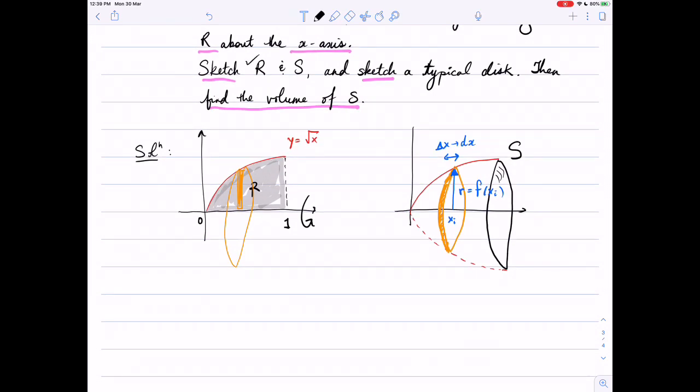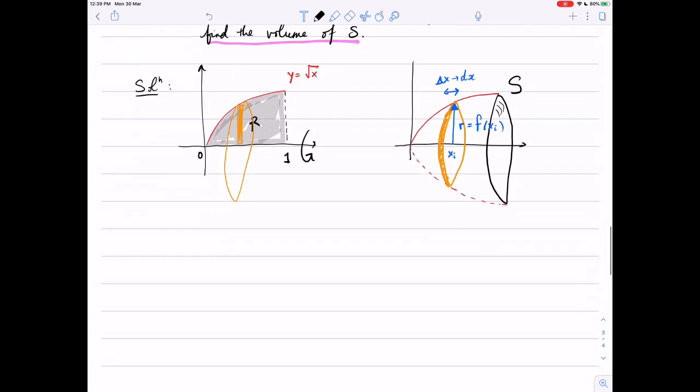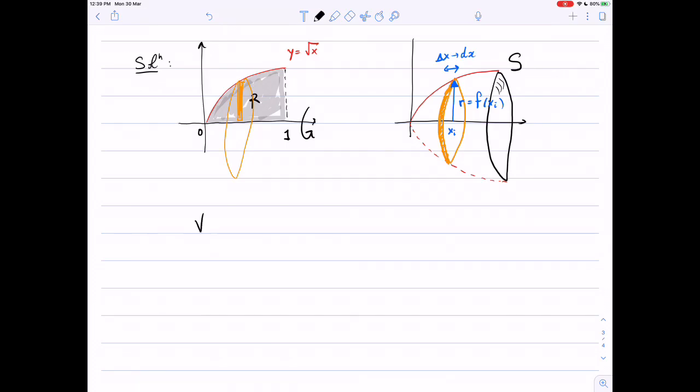So we've sketched R, we've sketched S, and we've sketched a typical disk. Now find the volume of the solid. That volume is given as the integral from a to b of pi r squared dx. That integral is from a to b because we're in this very specific case of a region under a function from a to b being rotated around, so it's pi f of x squared. Filling in the values we know: our a value is 0, our b value is 1, and our function f of x is the square root of x.